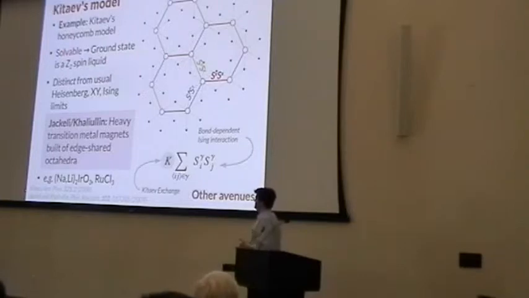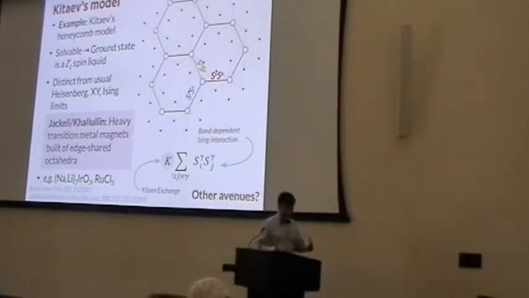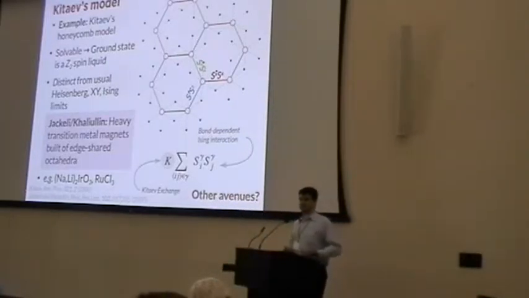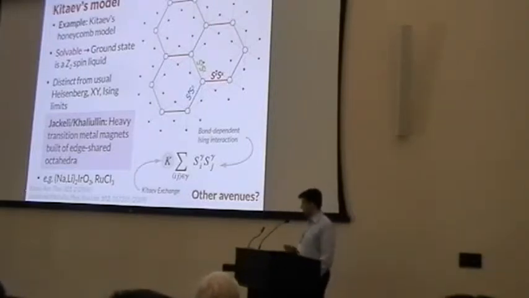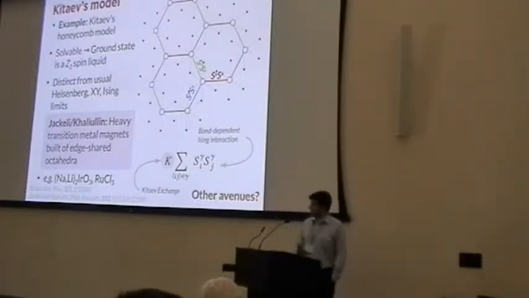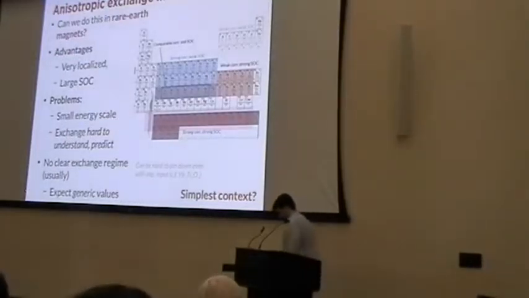So this model is exactly solvable and has an exotic gapless Z2 spin liquid ground state, but on a more fundamental level, it represents a kind of anisotropic Hamiltonian that is distinct from things like the isotropic Heisenberg model, from the XY model, from the Ising. This kind of thing isn't protected by any specific symmetries, but is known to be somewhat closely realized in certain types of heavy transition metal magnets that are built out of edge-sharing octahedra. For example, the sodium iridates, and more recently, ruthenium chloride. So what I want to tell you about today is other avenues to do this, namely through rare earth magnets.